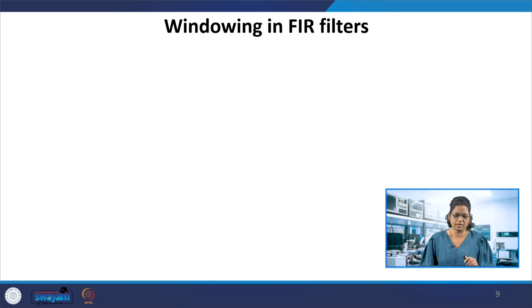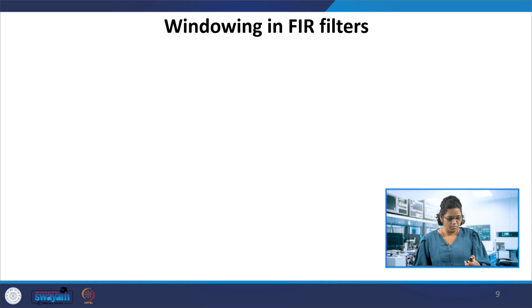To design the FIR filter using windows, we need to know about the windowing concept. So what is the meaning of windowing here? When we have a signal, it is truncated for a finite duration. The incoming signal needs to be truncated for a particular duration, and then we zoom in and see what is in the truncated duration. For that, these windows are used.